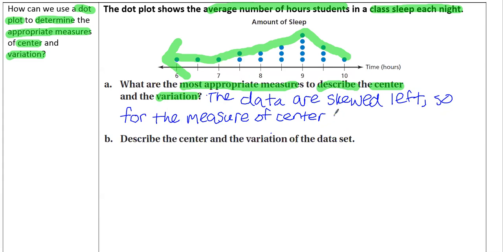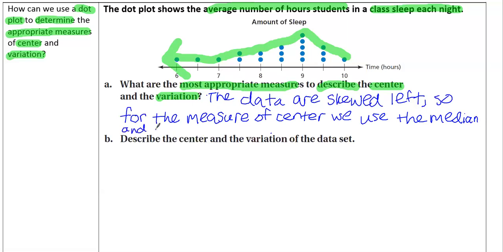So for the measure of center, we use the, well, which one? These are like outliers pulling the data to the left. And so we don't use the mean, we use the median. I have a little room here, I'm going to fit it in.